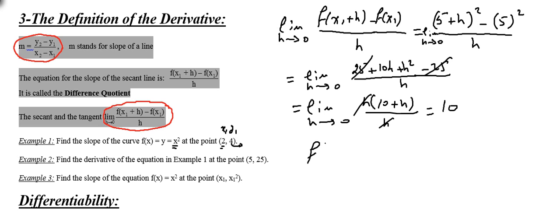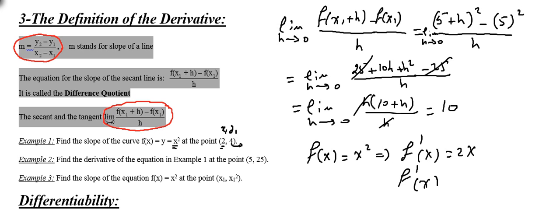Let me check. What is f of x? f of x equals x squared. So what is the derivative of this f of x? It is 2x. What is the derivative of this function at x equal 5? It's 2 times 5. The derivative is equal to 10. Same.